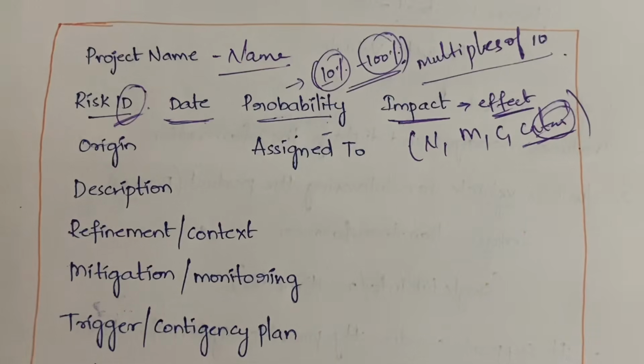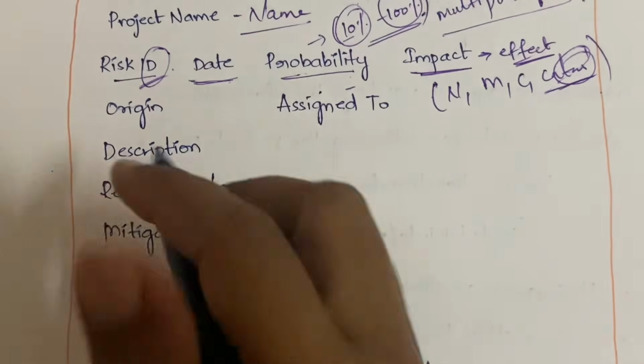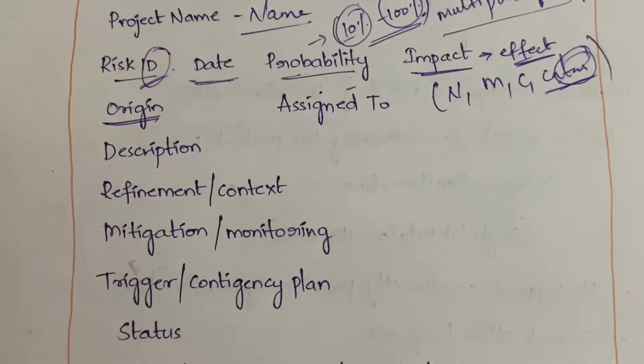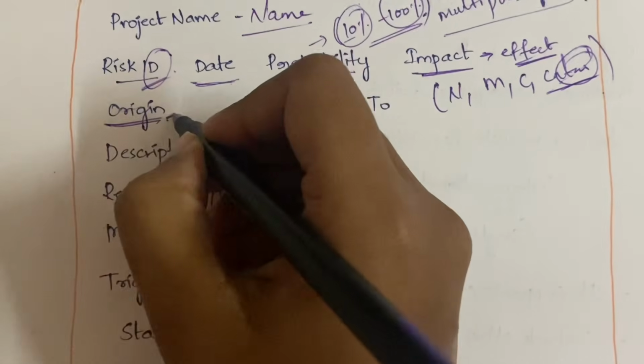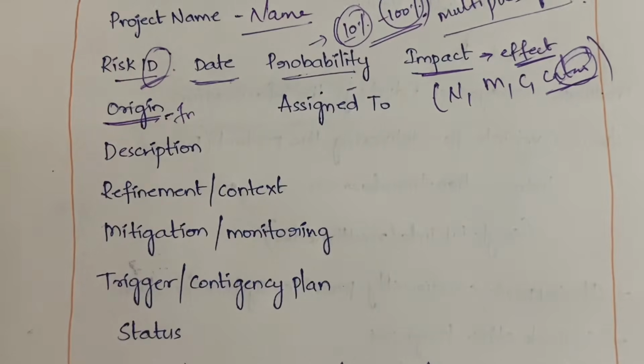Next, what do we have next? We have next the origin. See, origin is nothing but from where the risk has started and who identified the risk initially.